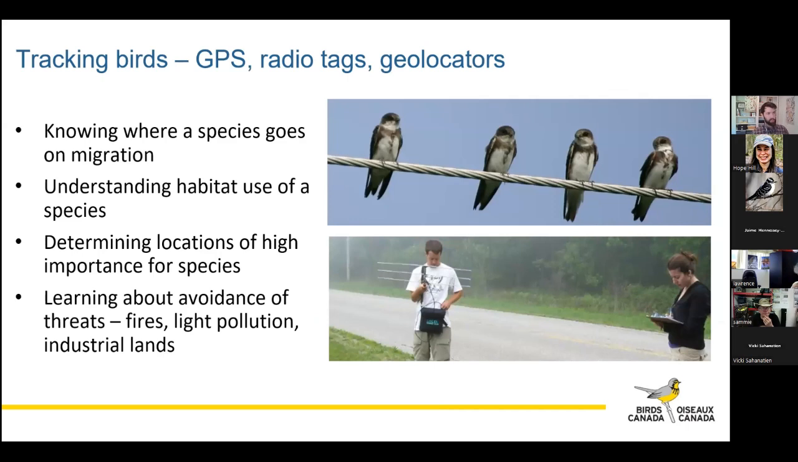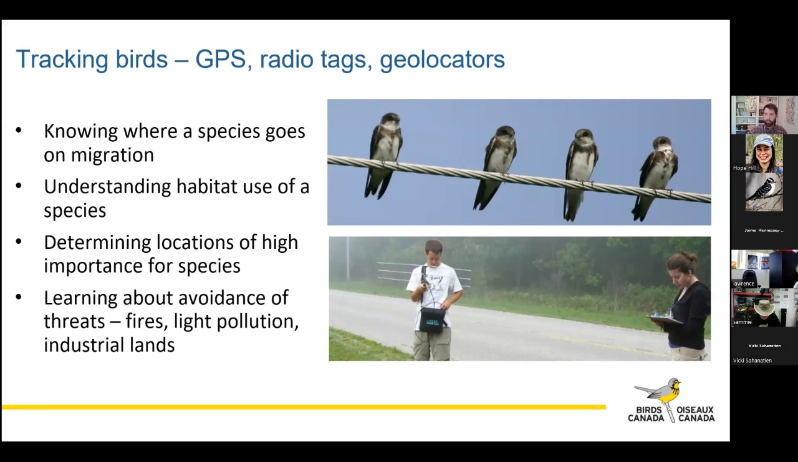And so I'll switch focus from this in-person counting and monitoring of birds to some of the techniques out there for tracking birds. There's a range of reasons why you might want to track a bird by putting a tag on it. Often they're about knowing where a species goes on migration, and so just learning more about flight paths of these birds and connecting breeding grounds to non-breeding grounds, that kind of information.